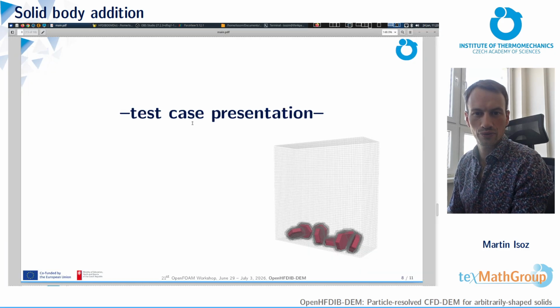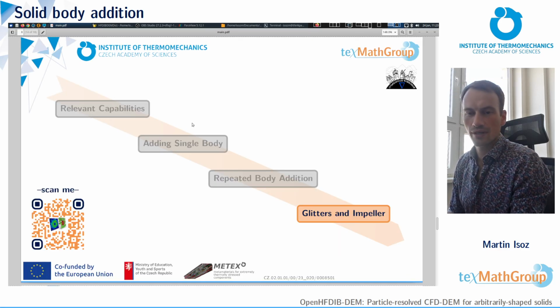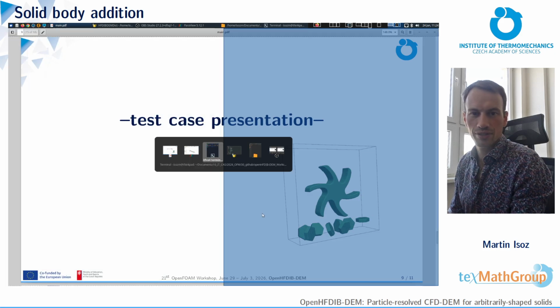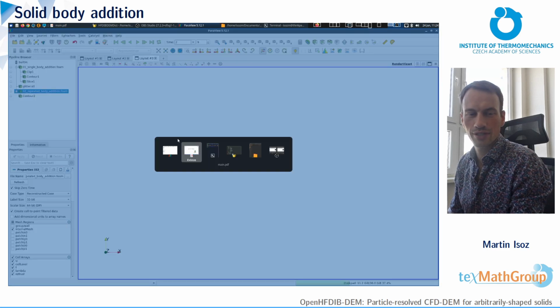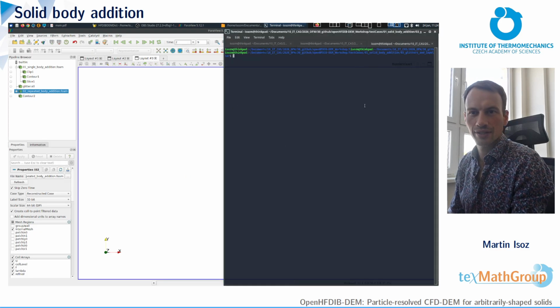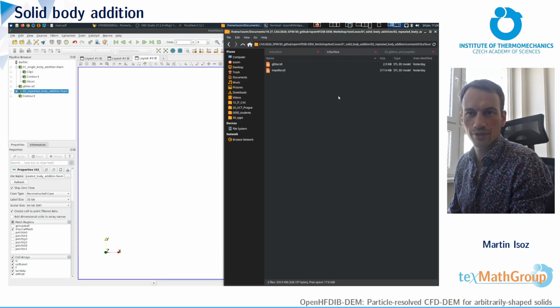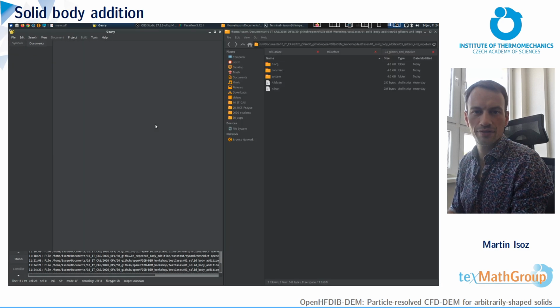So what do we have next on the menu? It's putting everything together, to have our impeller and the glitters in the same place. For this, let's open a new render view in ParaView. In the terminal, I will go to a previously prepared folder, which is this 0.03 glitters and impeller, and once more I will load the relevant files in here.